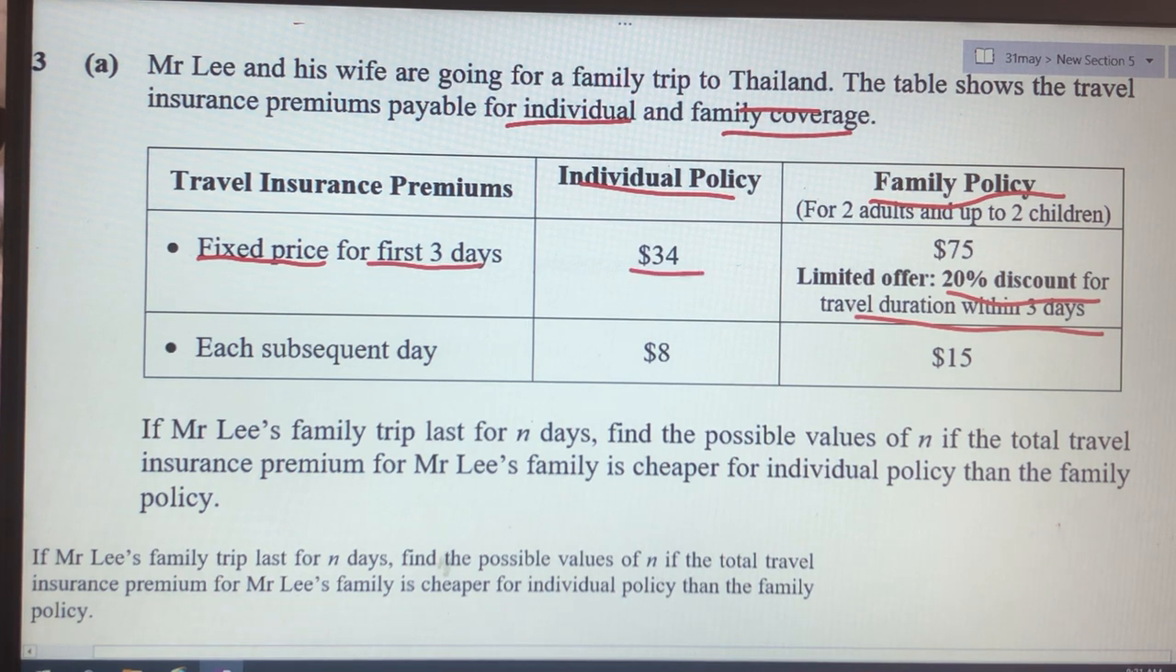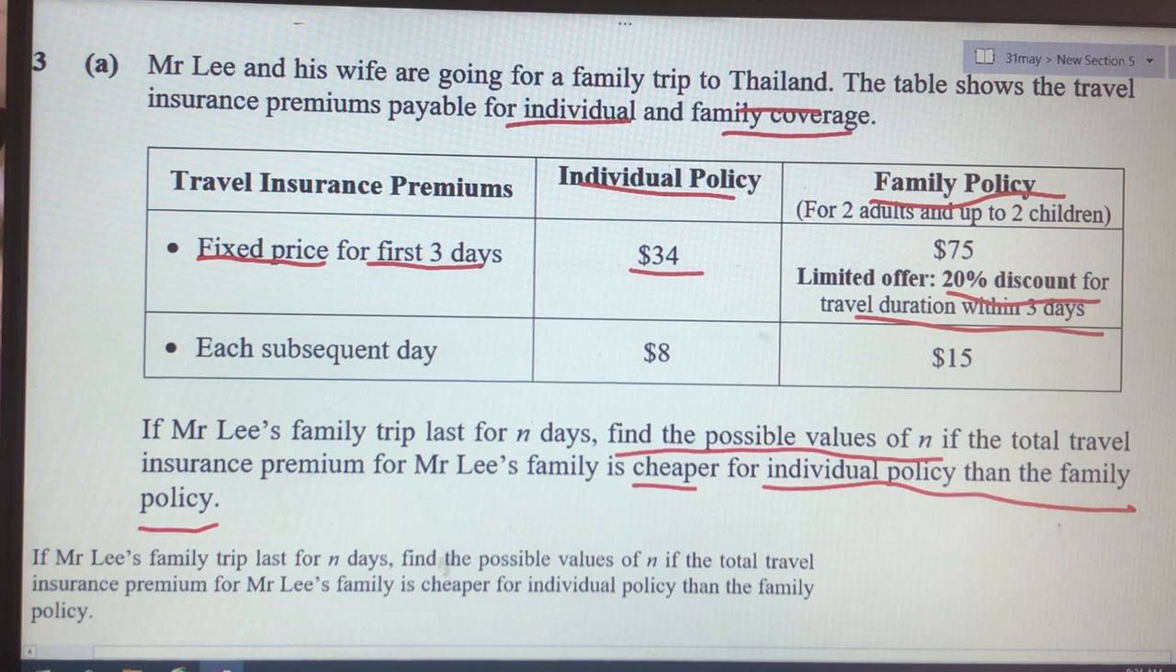And then this individual policy. Mr. Lee's trip lasts for N days. Find the possible values of N. If the total insurance is cheaper for individual policy than the family policy, that means you want the individual policy to be cheaper than the family policy.